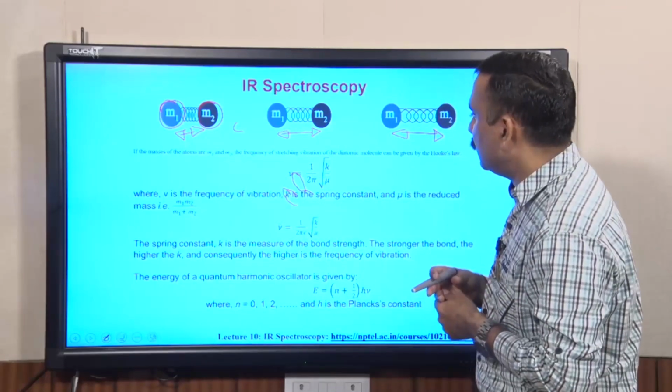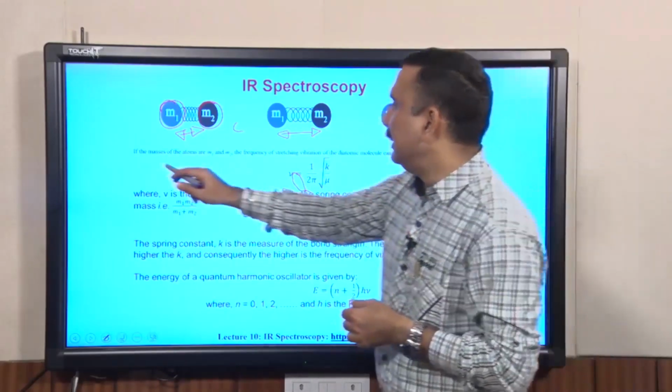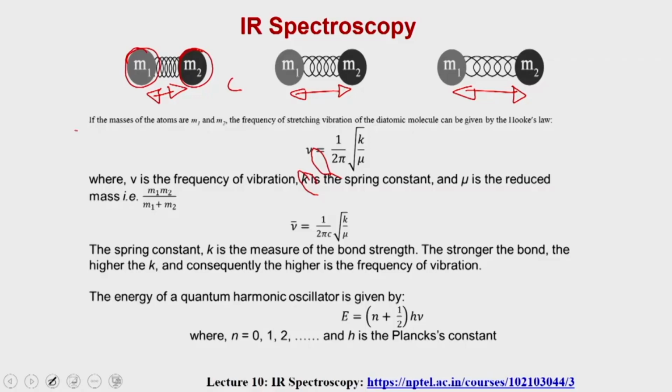So, if you would like to calculate, for two atoms of masses M1 and M2, the frequency of stretching vibrations can be calculated with the help of Hooke's law.